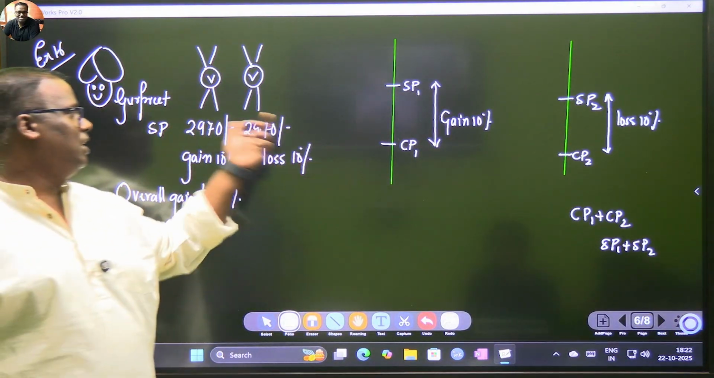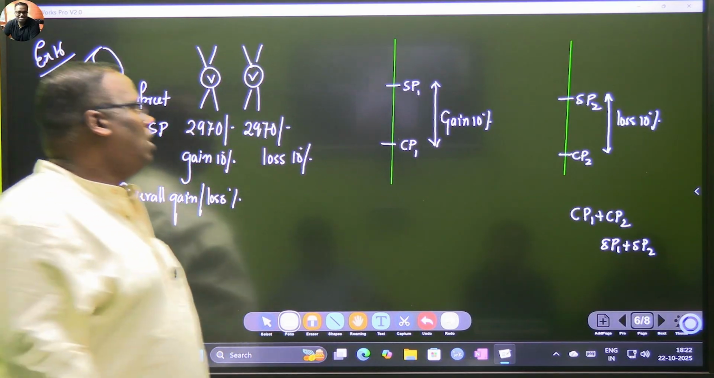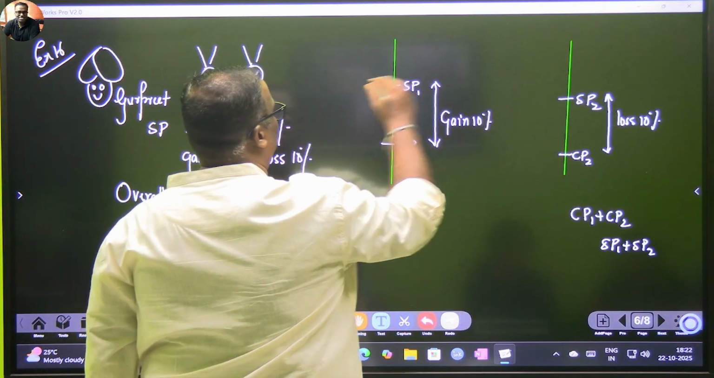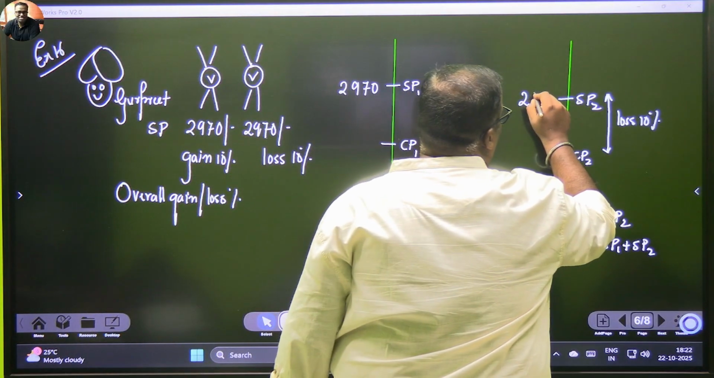Net selling price we have in our hand. This data is there, 2970, 2970, right? Do we have the selling price data for both, beta? Yes, 2970. What is the selling price data for this?